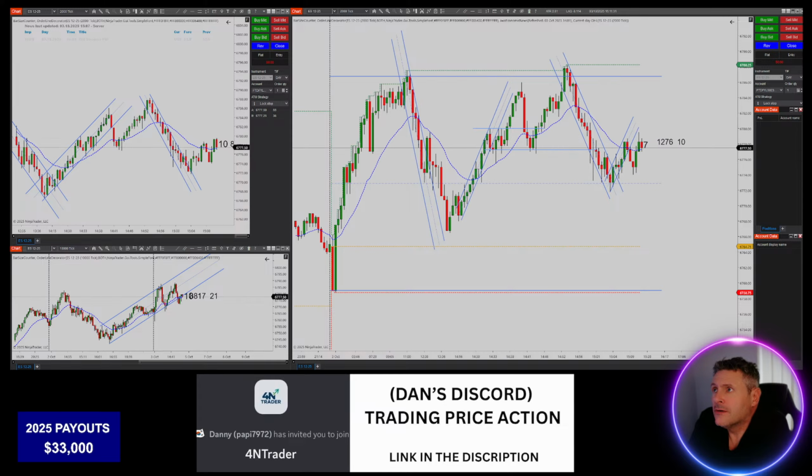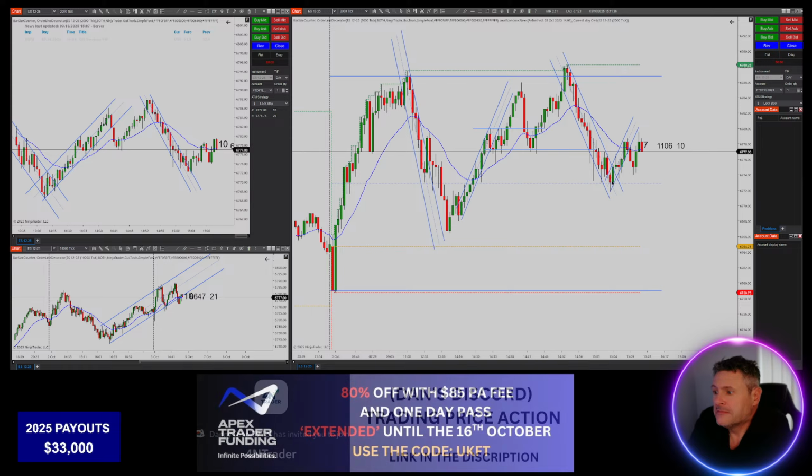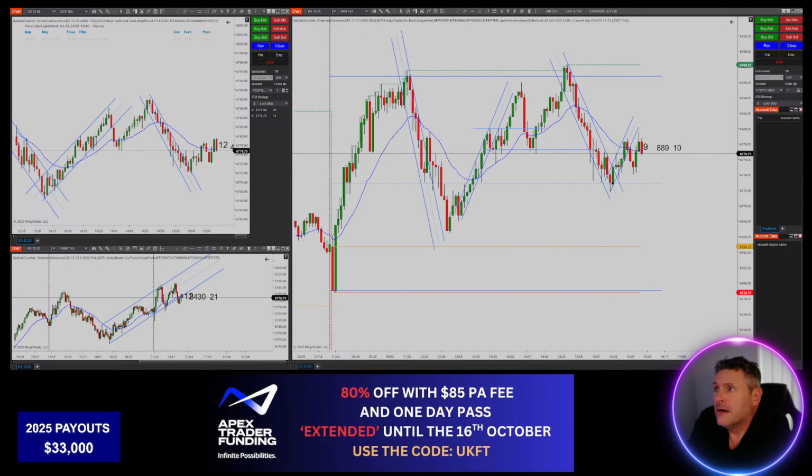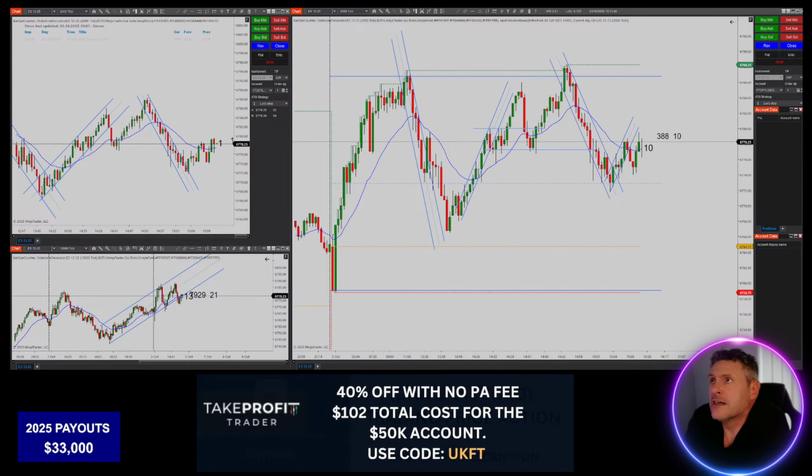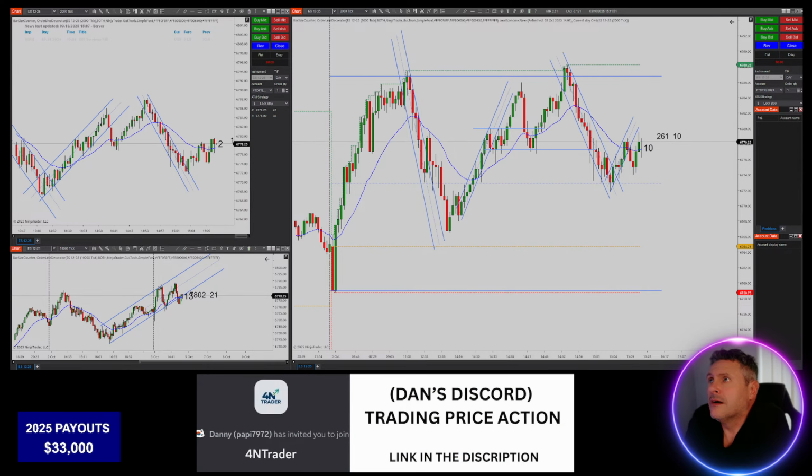Yeah, so Taylor took it. Unfortunately, he had his entry down. He had his stop, his profit down here, so he may not have got that. It's hard to say, but a couple took it.